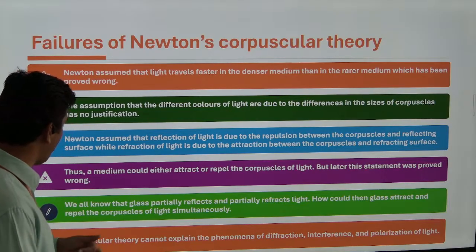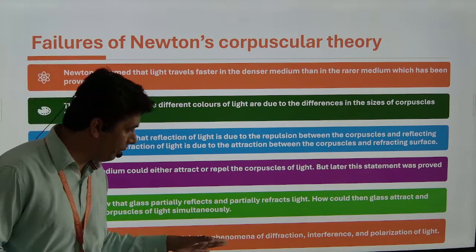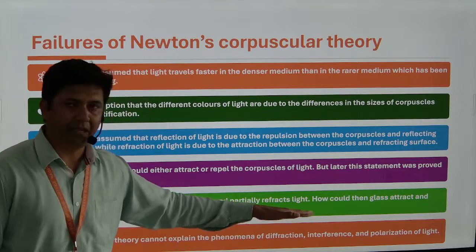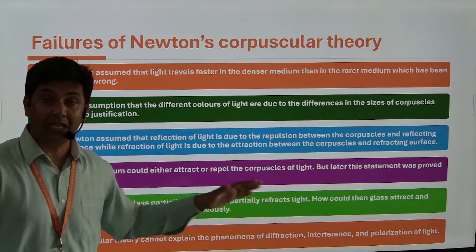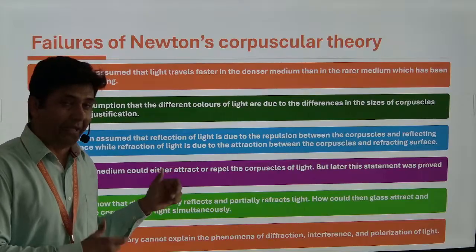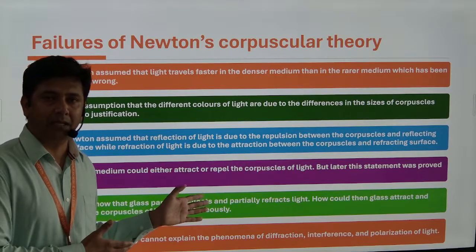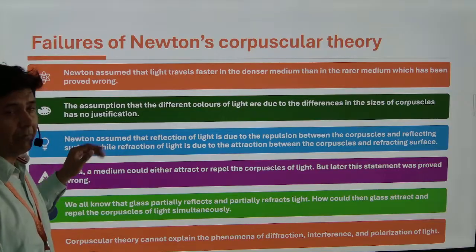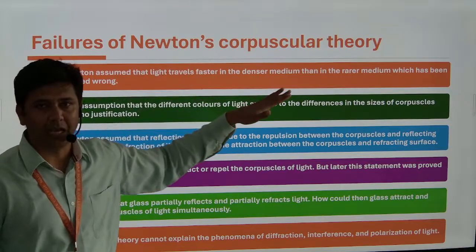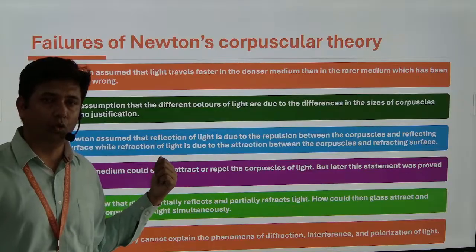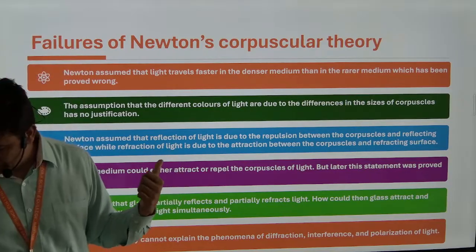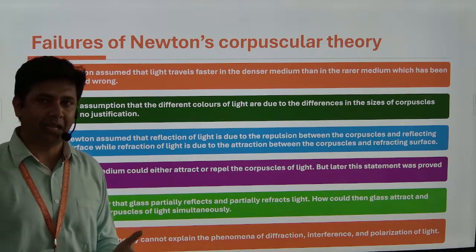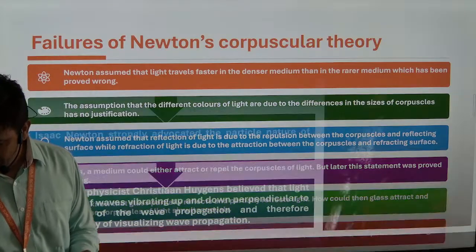And at last, the corpuscular theory cannot explain phenomena like diffraction, interference and polarization of light, which are very nicely explained by the wave theory of light. So these are the failures of Newton's corpuscular theory, which we need to know if we want to understand the nature and characteristics of light.